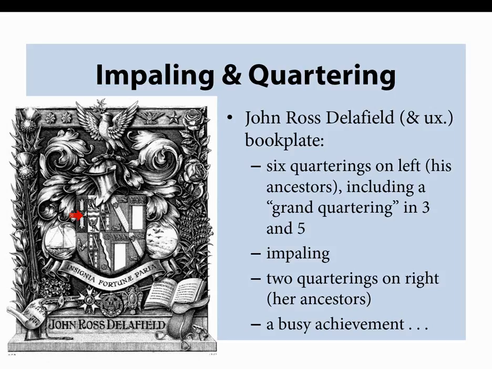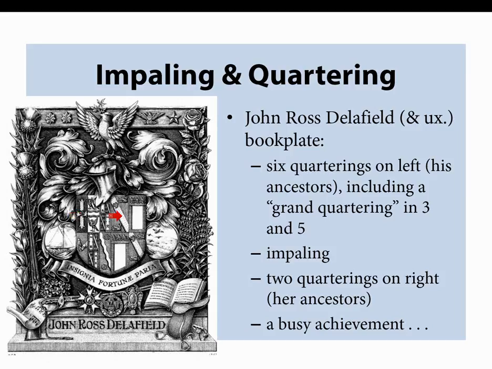genealogist from New York, the early 20th century. And he actually has 6 different coats of arms on his side of the shield. And it's a little bit hard to tell right from left because the helmet that overlaps the top of the shield is at an angle. And those are his 6 inherited coats of arms. And on the right side, his wife's quarterings.